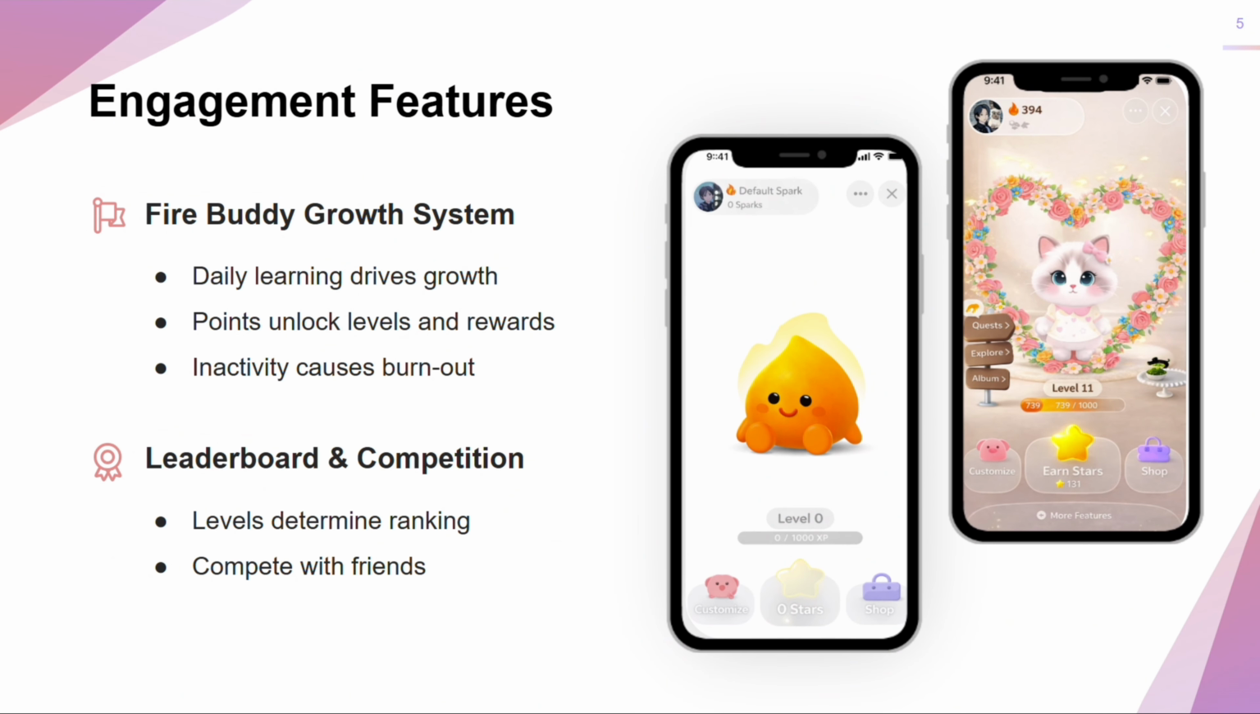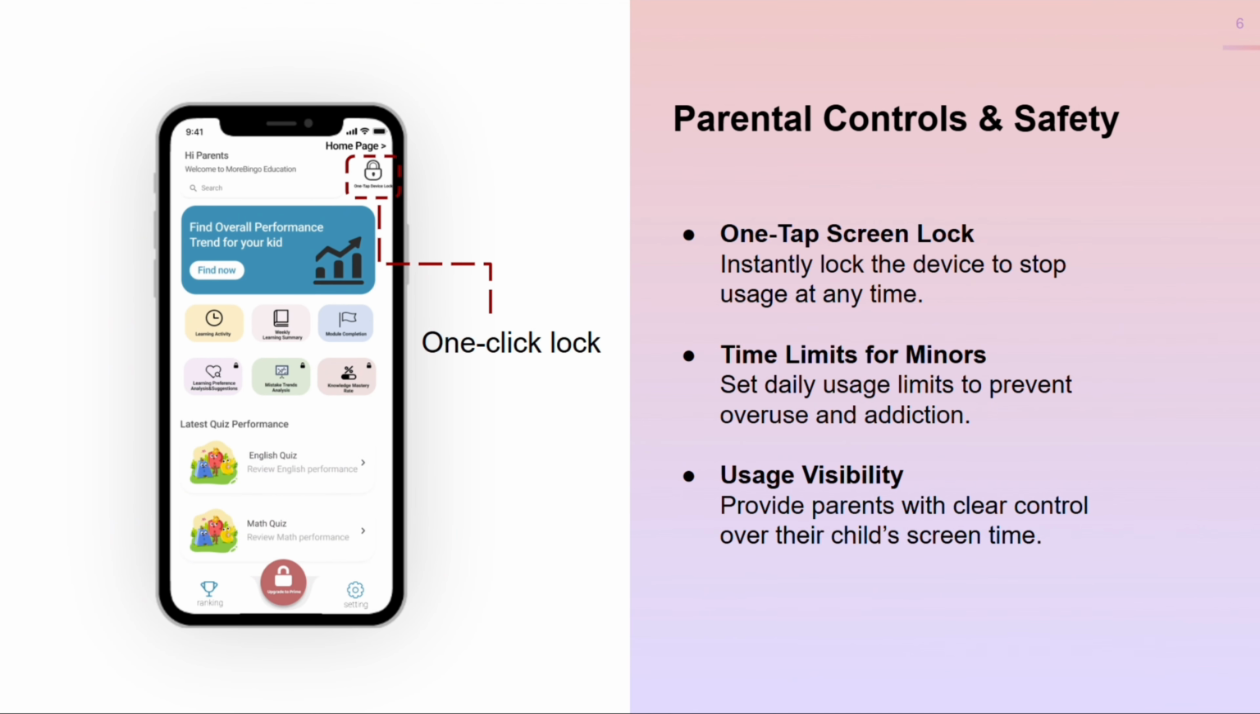This feature uses a simple growth and competition system to drive engagement. Users grow their ability through daily learning, unlocking virtual upgrades as they level up. If they become inactive, the ability fades out. This encourages a consistent learning habit. A level-based leaderboard adds light competition with friends, combining personal growth with social motivation to support long-term learning. At the same time, our parental control ensures healthy screen time and reasonable usage for minors. Additional advice features will be introduced on the terminal feature page to support more personalized learning needs.